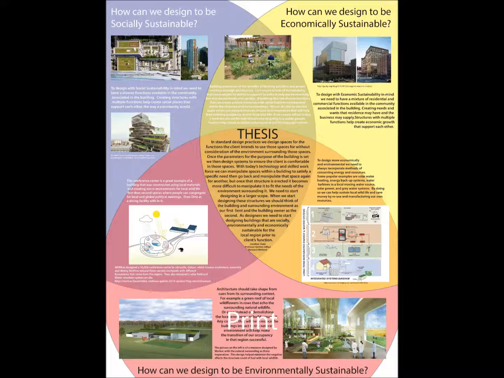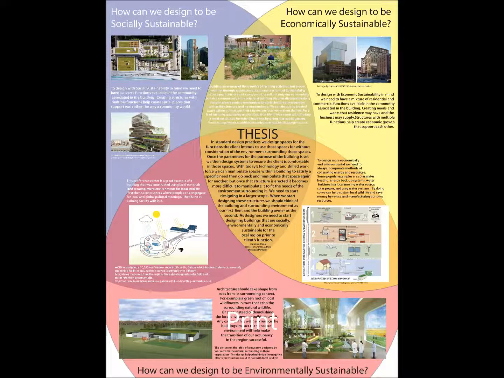In standard design practices, we design spaces for the functions the client intends to use those spaces for, without consideration of the environment surrounding those spaces. Once the parameters of the proposed building are set, we then design systems to ensure the client is comfortable in those spaces. With today's technology and skilled workforce, we can manipulate spaces within a building to satisfy a space-specific need, then go back and manipulate that space again for another. But once that structure is erected, it becomes more difficult to manipulate it to fit the needs of the environment surrounding it. We need to start designing in a larger scope.